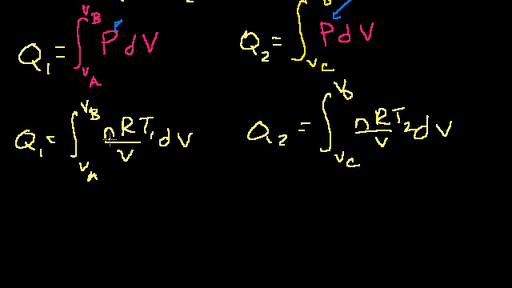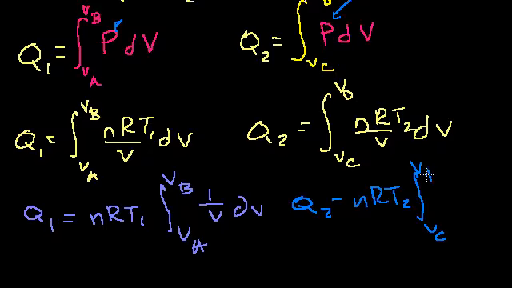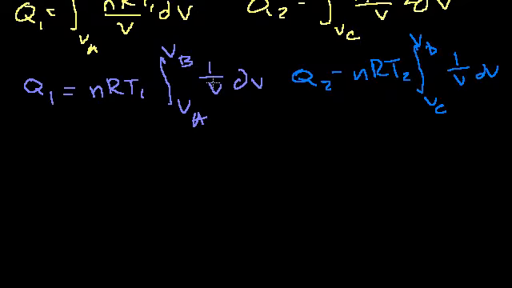Fair enough. So n is constant. R is definitely a constant. n is just the number of molecules we have. And our temperature is also constant, so we can take it out of the integral. So we can rewrite Q1 as nRT1 times the integral from VA to VB of 1 over V dV. And Q2 we can write as nRT2 times the integral from VC to VD of 1 over V dV. All right, now this integral is fairly straightforward to evaluate. The antiderivative of 1 over V is the natural log of V.